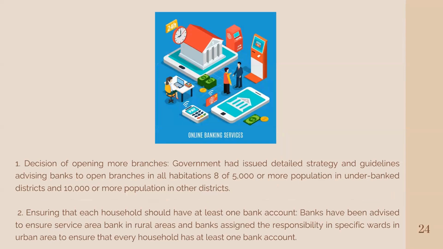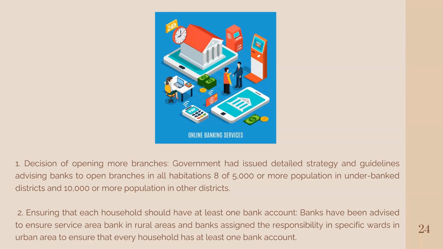To improve banking inclusion, the government introduced the specific strategies and guidelines. First is decision of opening more branches. Banks were directed to establish branches in every habitation with a population of 5,000 or more in underbanked districts and in 10,000 or more populated areas in other districts. This move was aimed at increasing banking penetration in rural and semi-urban areas.